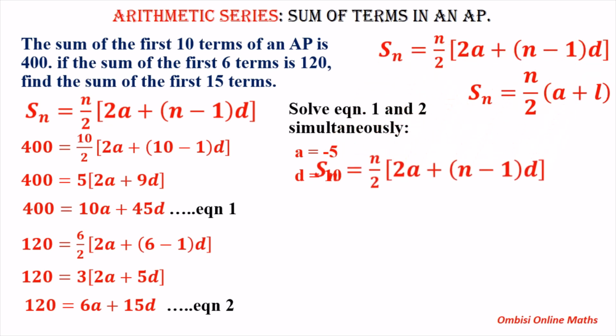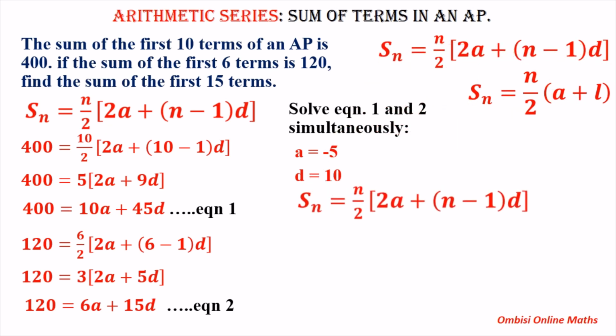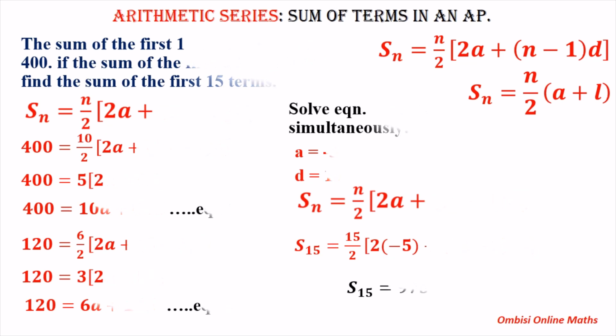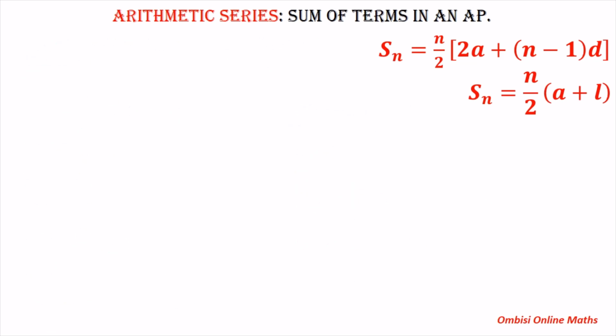We know that that is the formula for finding the sum of n terms of an arithmetic progression. So equating the value of 15, that is n equals 15, a equals negative 5, and d equals 10, translates to this one. So the sum of the first 15 terms is going to be 975. So we'll also clear this one out. After clearing, we'll look at the next question.